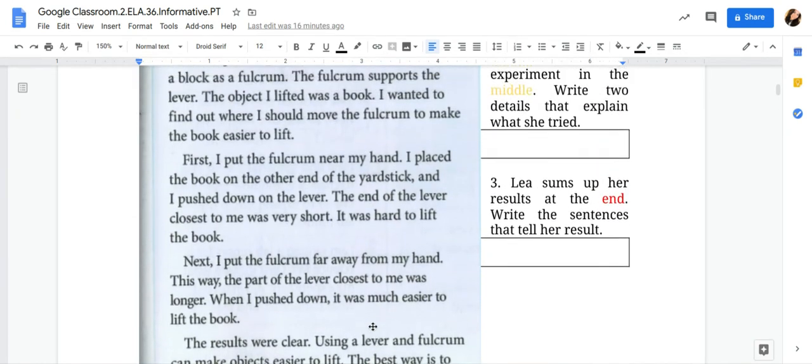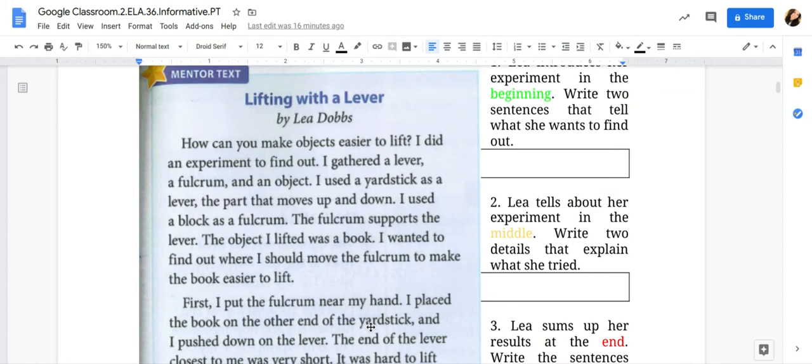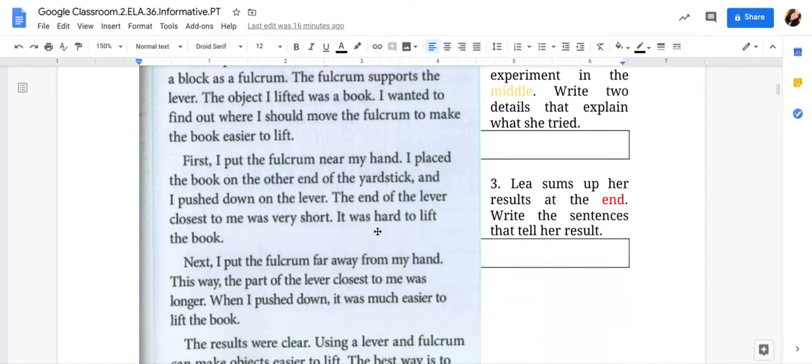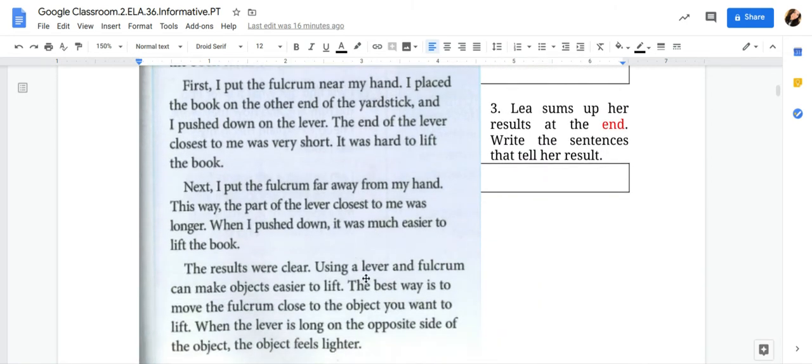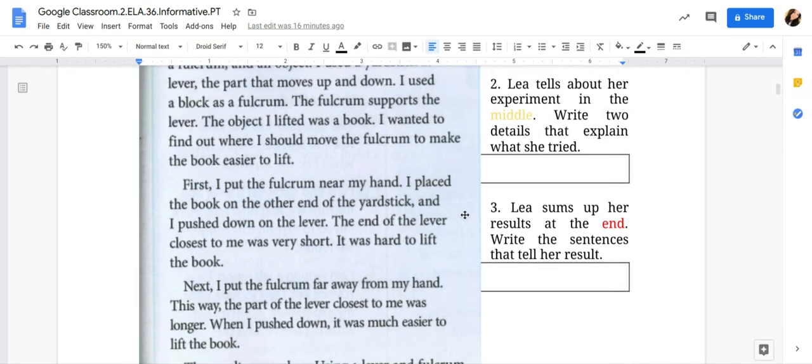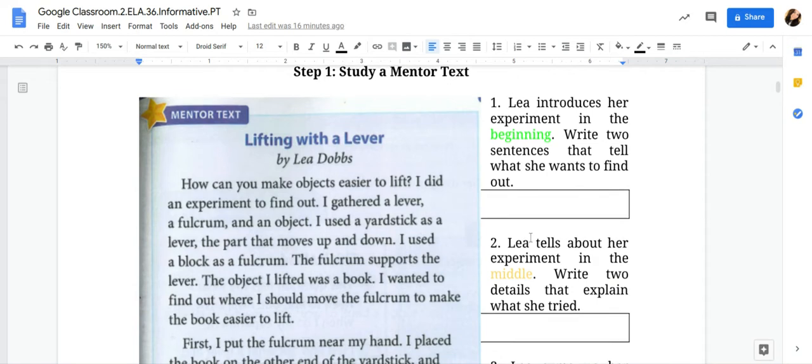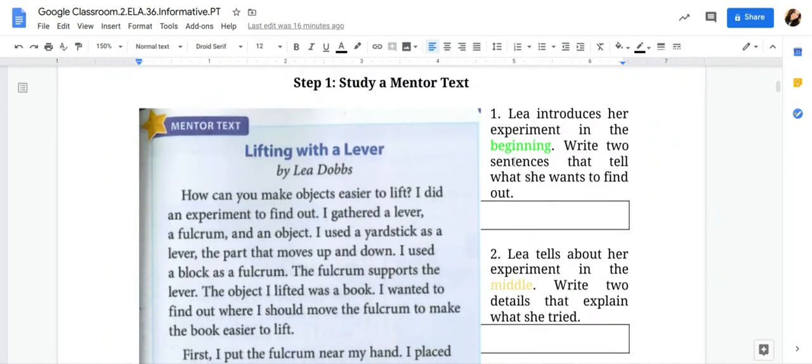So this student took a lever and a fulcrum, which was a block, and put the lever over the block to try to make it easier to lift a heavy book. And the results were unanimous. Using a lever does make things easier to lift, but you need to move the fulcrum closer to the object to make it easier. So let's go ahead and read these 3 questions on the side.